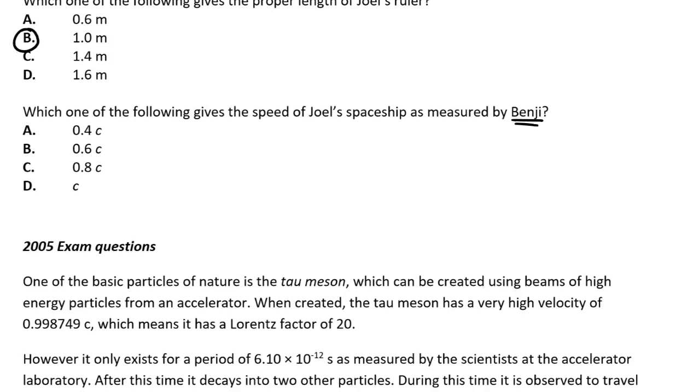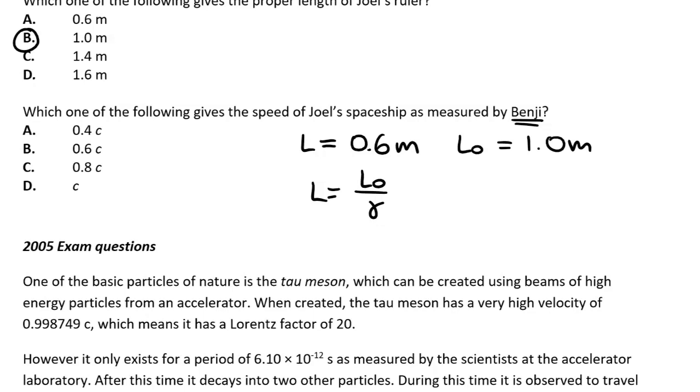We're in Benji's frame of reference. Let's consider the length that he previously mentioned. He measured Joel's ruler to be 0.6 meters, whereas the proper length of that ruler was 1 meter. We can use the relationship that L equals L naught over gamma to determine what the value of gamma is, and that's going to help us with our ultimate goal of determining the speed of Joel's spaceship as measured by Benji. So, rearranging this, gamma is going to equal L naught over L, which is 1 over 0.6.